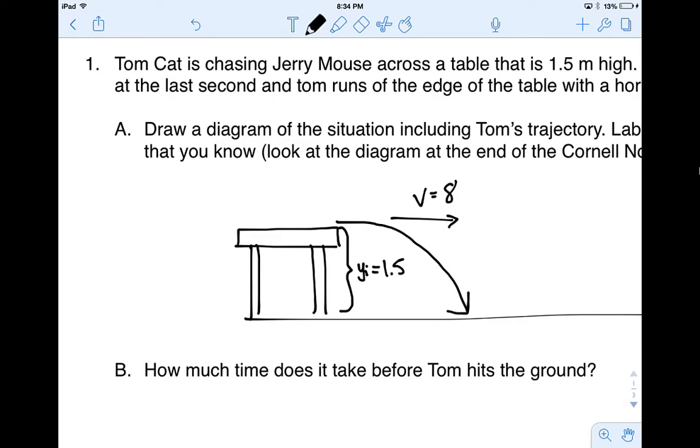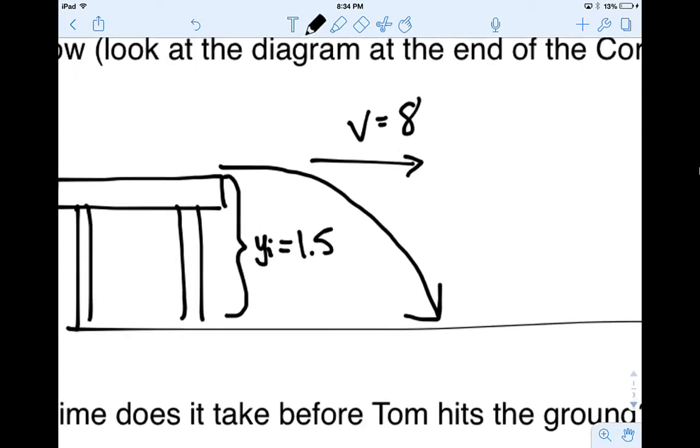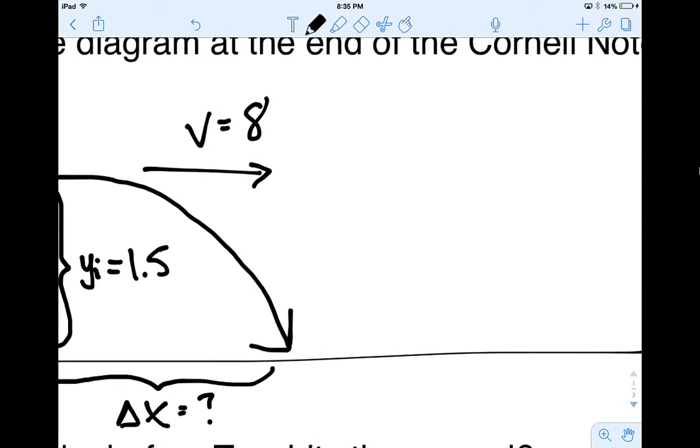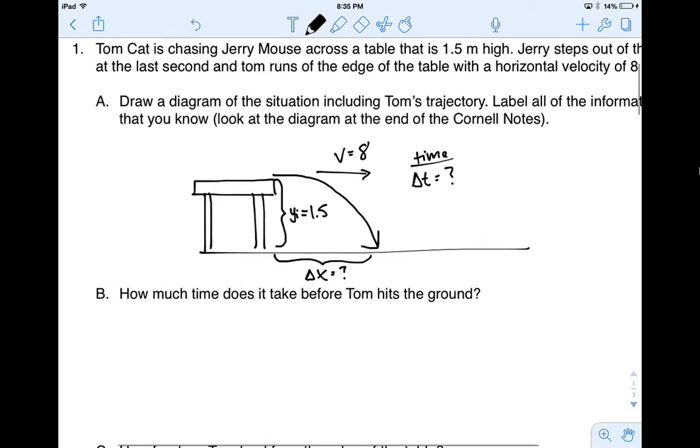There are still some other things here I don't know, all right? For instance, I don't know delta x, okay? So that's a question. And then I also don't know delta t. That's a question, and that's time. Obviously, we can't draw time on the diagram. So that's about what my diagram can look like. I'm just labeling the parts. I'm trying to get a visualization for the problem.